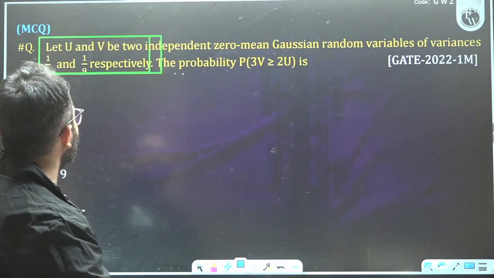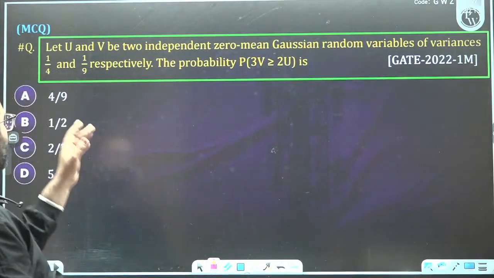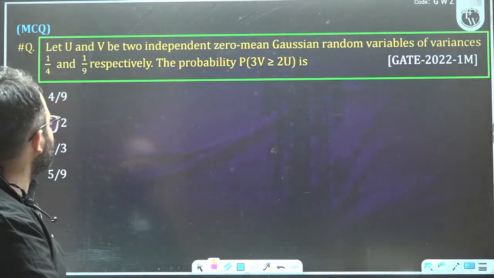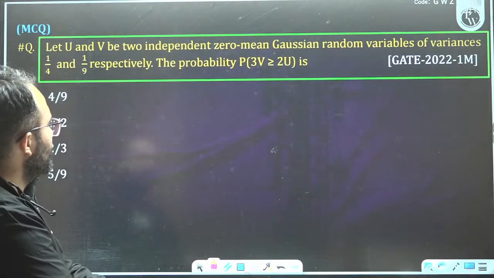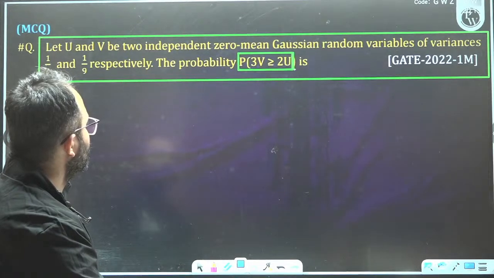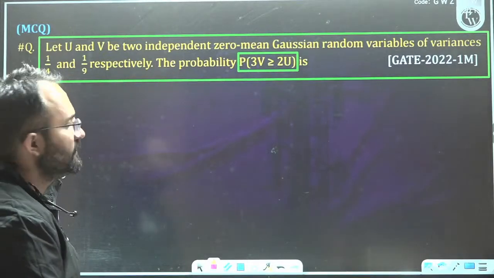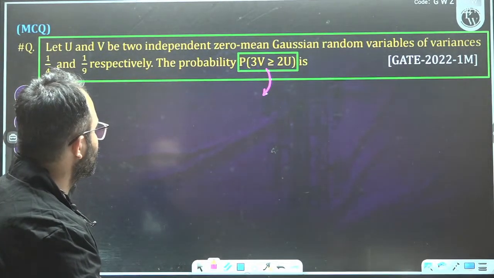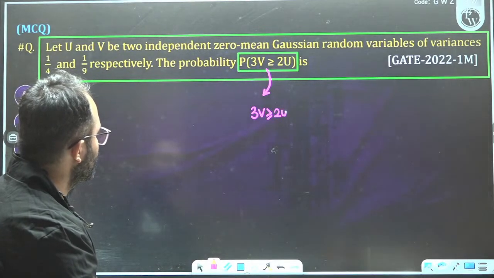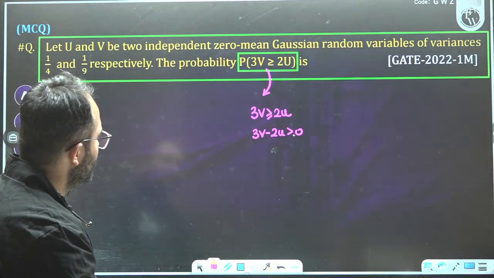This is a very beautiful question. 2022. U and V are two independent zero mean Gaussian random variables of variance 1 by 4 and 1 by 9. We have to find out the probability of this. Now U and V are zero mean Gaussians. We can see that this can be said as 3V greater than or equal to 2U, that is 3V minus 2U greater than 0.